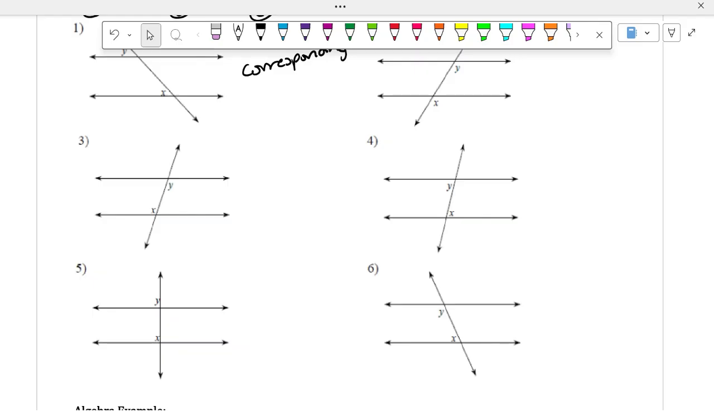Okay, I see some 3s, I see some 2s. It's alternate interior. So if you raised 2 fingers, you're correct, because they're inside the parallel lines. If they're between the 2 parallel lines, that's considered inside. So some of you had 3 up, so you just mixed up alternate interior and exterior.